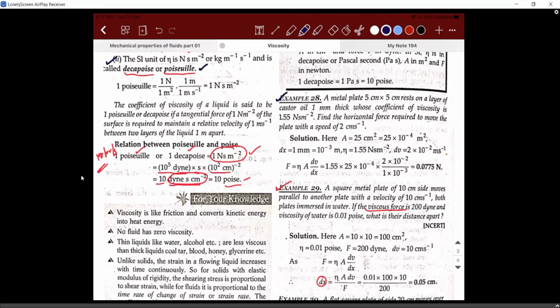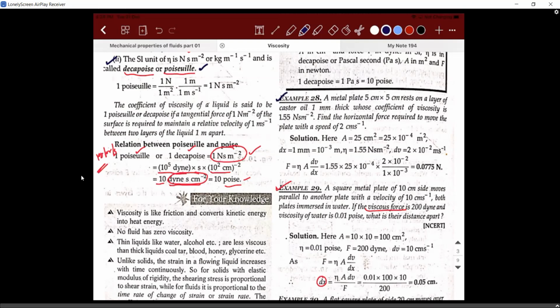It is also already a pre-calculated value. Now we need to understand how much is the horizontal force required to move the plate with a speed of 2 centimeters per second. Try to calculate. Did you understand the question? I'll read the question. You need not write down everything. Try to collect the data.